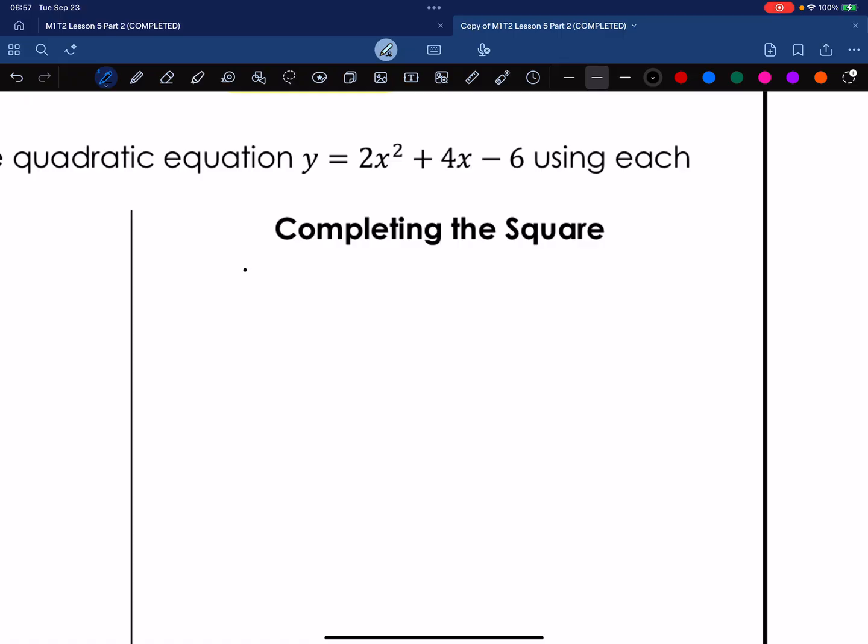So we have 2x squared plus 4x minus 6. Go ahead and set it equal to 0. So why is this one different? This one is different because now there is a number in front of the x squared. So it adds a little bit of an extra step. So we're still going to start by moving the 6 over to the other side.